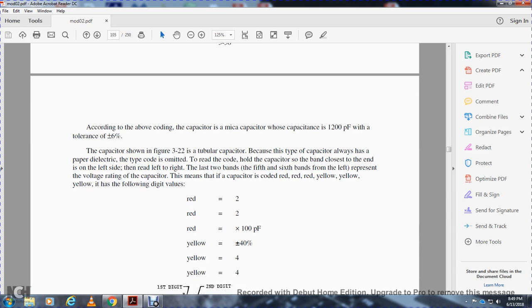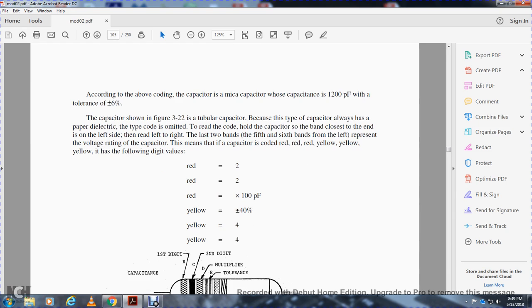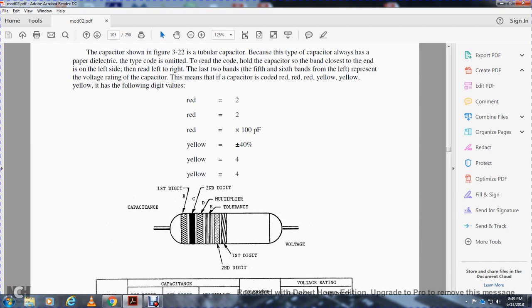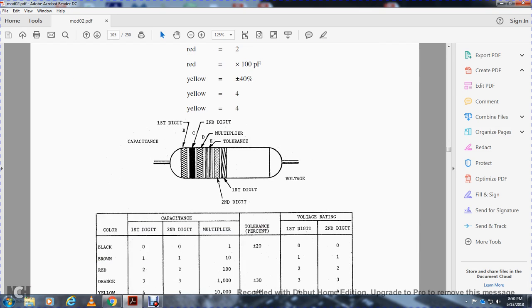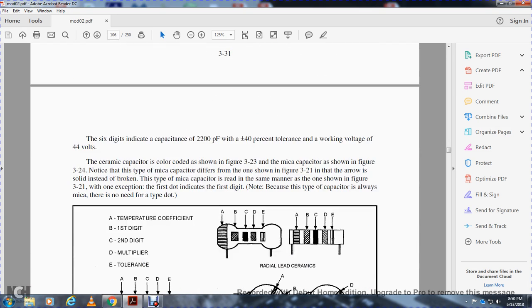Following the digits, 2200, 1 microfarad, plus or minus 40%, yellow and yellow. The bands are the first digit, second digit, multiplier, tolerance, and then the voltage digits. The capacitance indicates 2200 picofarads with 40% tolerance, and a working voltage of 44 volts.